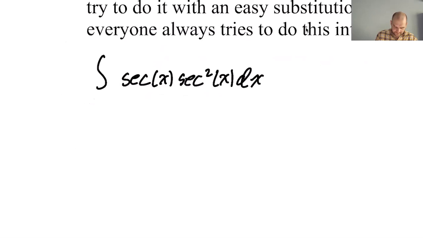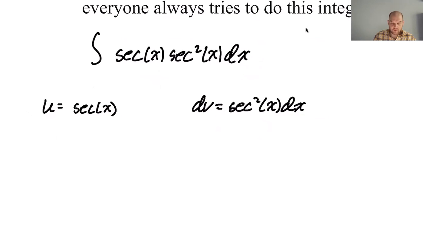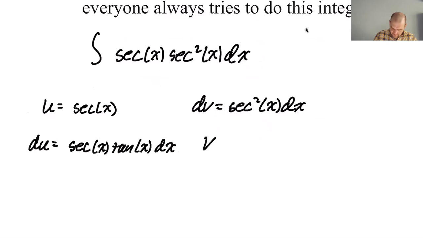So here what we're going to do is I'm going to say u is equal to secant, because I don't want to integrate secant, I guess. And then dv is going to be secant squared dx. You can actually do this either way, I think. Let's do this and see how long it takes. So du is secant tan dx, and then v is just tangent of x.